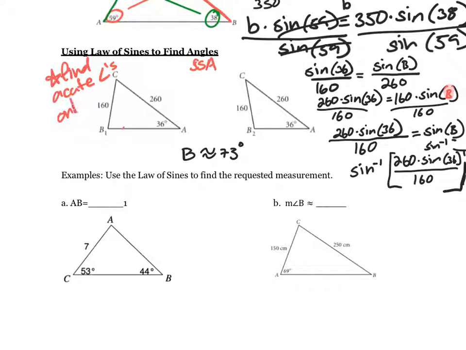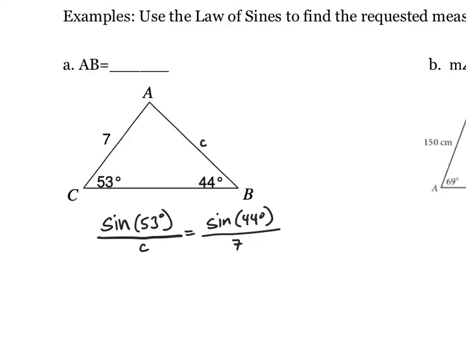We're going to find acute angles only, and the other thing you need to know is that another angle exists. If you're given side-side-angle, it's possible to have two types of angles, but for this year, we're just going to focus on those acute angles. All right, so give these problems a try, and then watch me solve them when you're done.